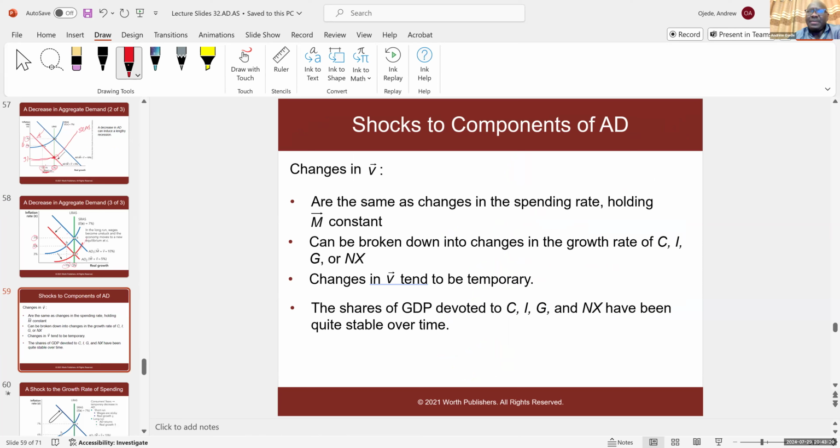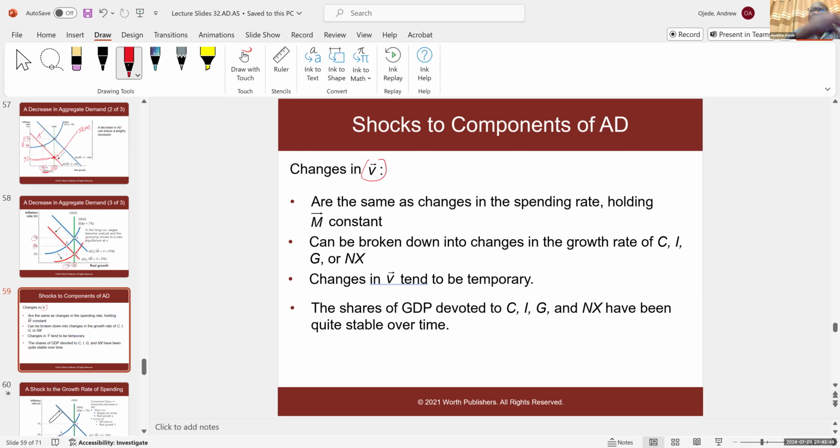Changes in velocity growth rate are the same as changes in the spending rate, holding money supply constant. Velocity is the rate at which the dollar changes hands. So you ask yourself, what are the factors that will drive spending in the economy? What will make the dollar change hands? Who are the people spending money?